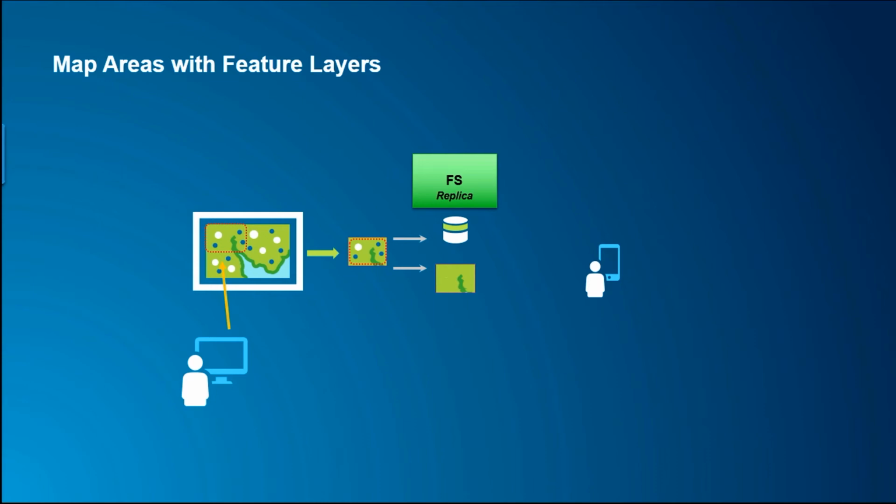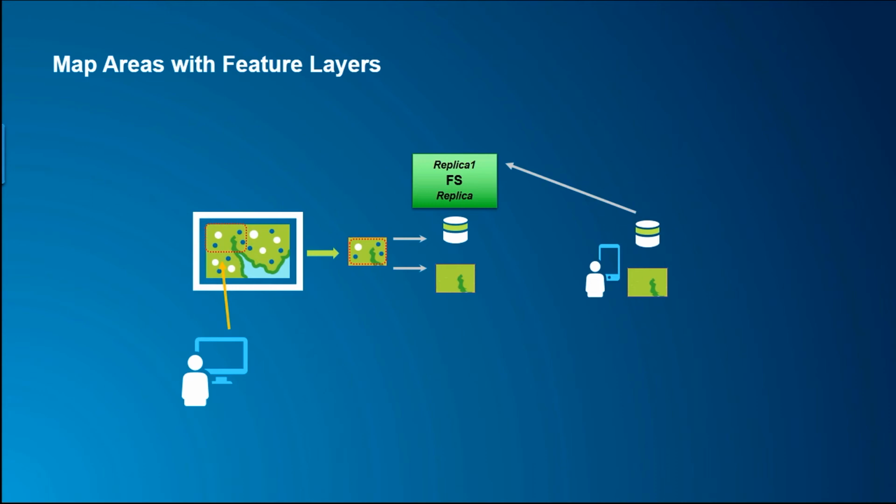So when a mobile user comes along with Collector or a custom map, and they choose to download the map areas, it'll actually just download that content. It's really quick. It's just a download. There's no create replica call. There's no processing on the server. And then it'll register a new replica based on the existing replica in that mobile geodatabase.